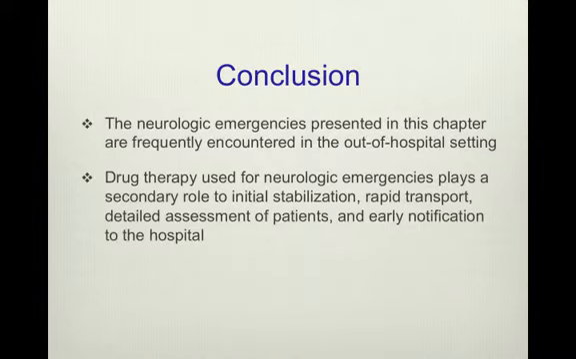Conclusion: the neurological emergencies presented in this chapter are frequently encountered in the out-of-hospital setting. Drug therapy used for neurological emergencies plays a secondary role to initial stabilization, rapid transport, detailed assessment of the patients, and early notification to the hospital.